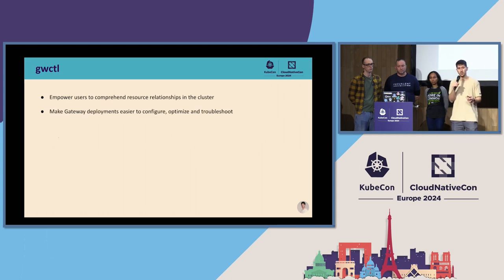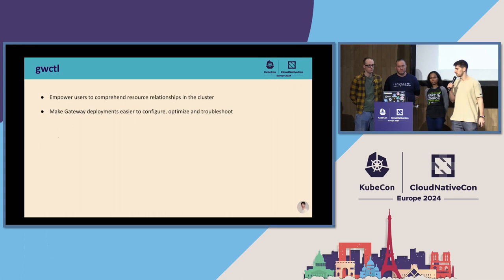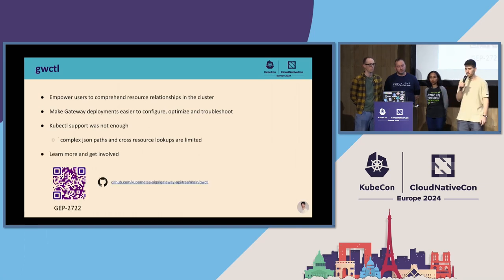So we want to make gateway deployments easier to configure, easier to troubleshoot, and easier to optimize for. Now, why not kubectl? Because kubectl support wasn't enough for us, and mainly the limitations are complex JSON path lookups and cross-resource lookups.